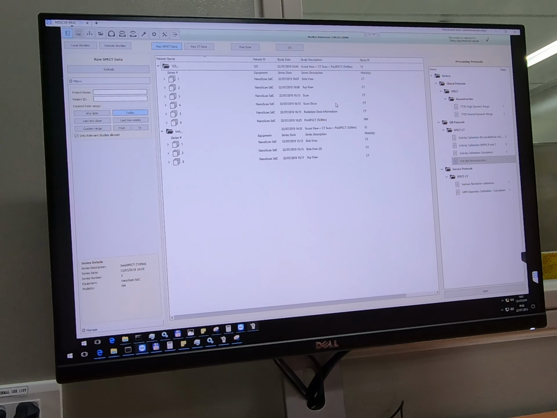Okay, so let's select first the raw SPECT data and the reconstructed CT from this list.